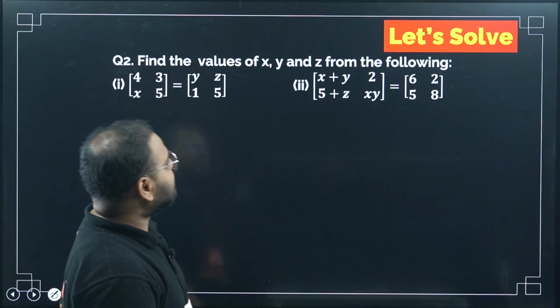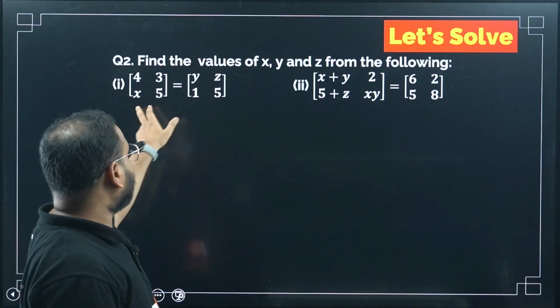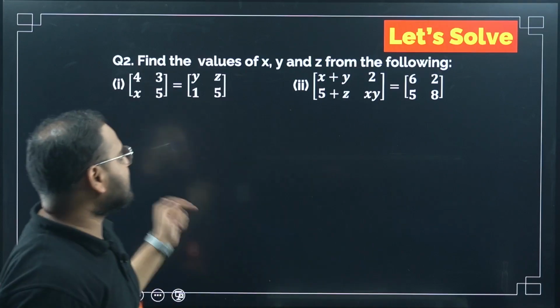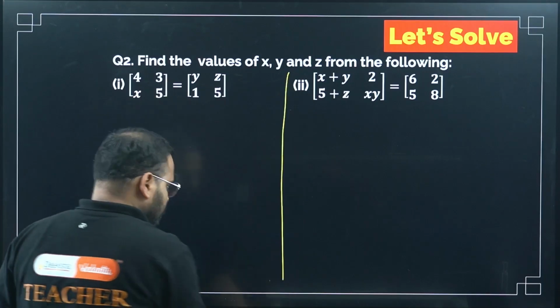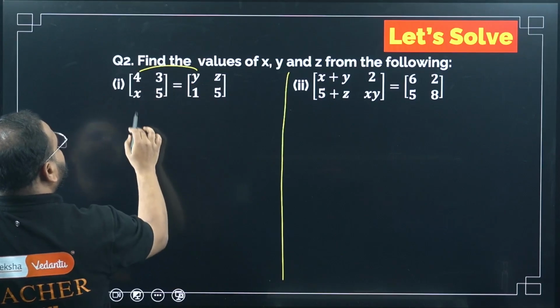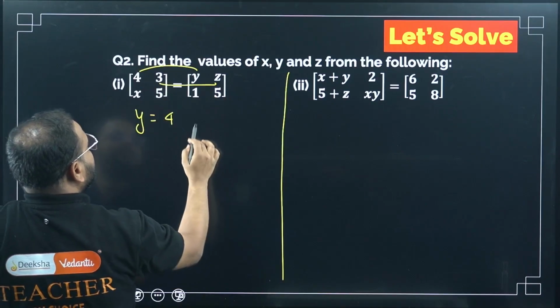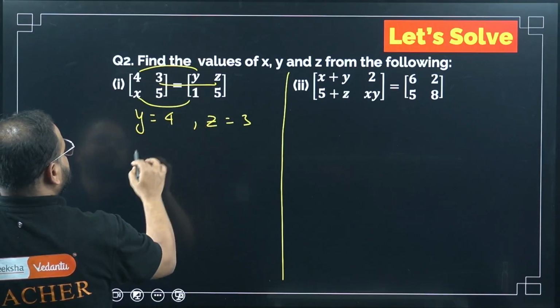Find the values of x, y, z. One more thing we know: if the order of the matrices is the same, then I can compare the matrices, right? It is conformable for comparison. So please check here, if I'm comparing this part, first one, what am I going to get? y will be simply compared with 4. So y equals 4, z equals 3, and x equals 1.